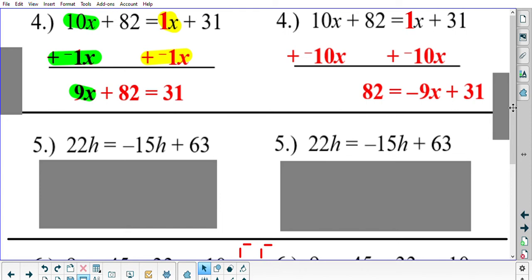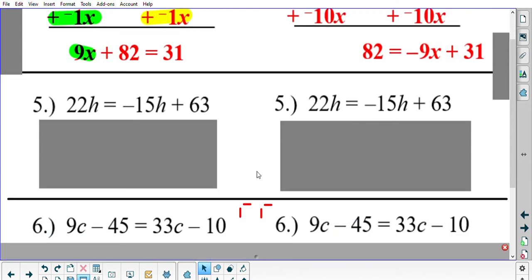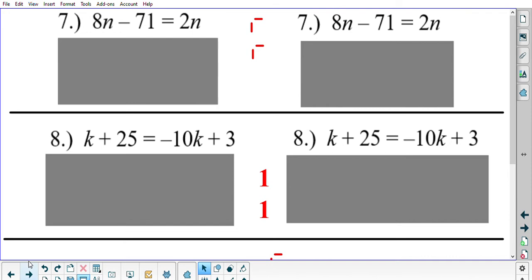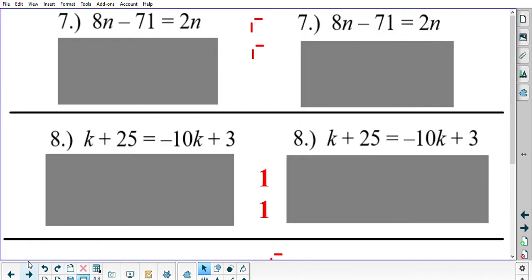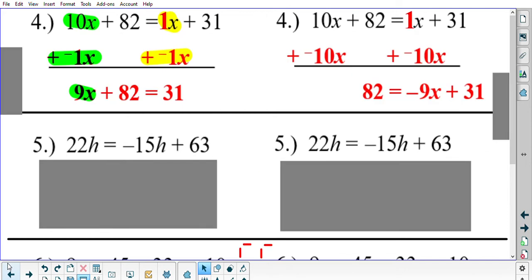Okay, so what do we have remaining? Numbers 5, 6, 7, 8, and 9. Wonderful. I want you to try those problems on your own. Again, the goal is to get the variable from both sides to end up on just one side, and the way that we do that is we add the opposite of one of the variable terms. You get to pick which variable term you want to add the opposite of, your choice, but that's what we're going to do. So hit pause on the video. Do 5, 6, 7, 8, and 9 on your own, then hit play when you're ready to see how you did.